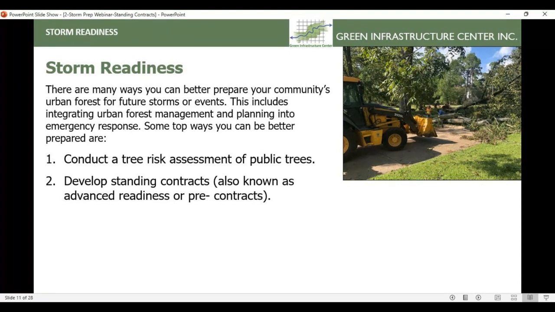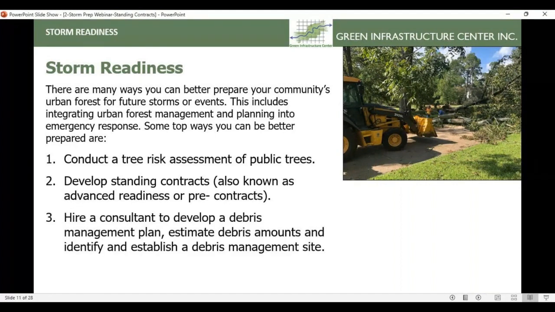Focusing in on today's, where we're really talking about these standing contracts, or sometimes known as advanced readiness or pre-contracts. Working to develop a debris management plan and estimating and establishing a debris management site. So this is a location where the material is taken and processed before being finally disposed of, and that can be a key component to any response plan. And we'll talk about that at the next webinar that we're hosting in March. And then finally, for storm readiness, holding a mock event annually.